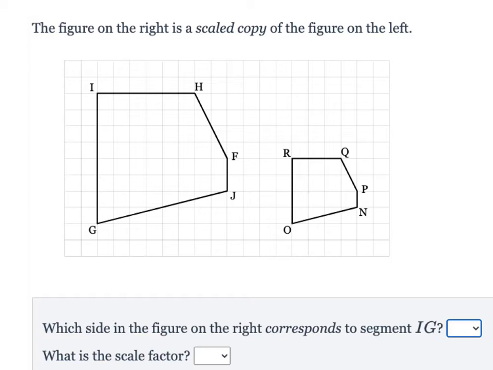Here's an example problem that you might see in this unit. The figure on the right, that's this one over here, is a scaled copy of the figure on the left. So that means this one is the original or the old one, and this one is the new one. So when I first look at it, I can see that it reduced or got smaller. The next question says, which side of the figure on the right corresponds to segment IG?